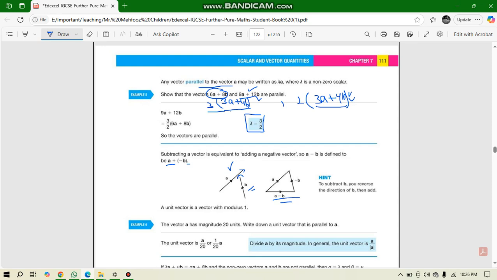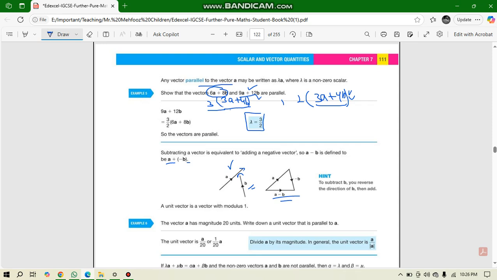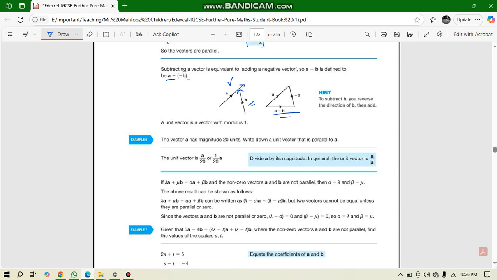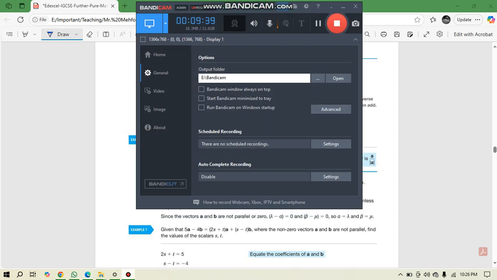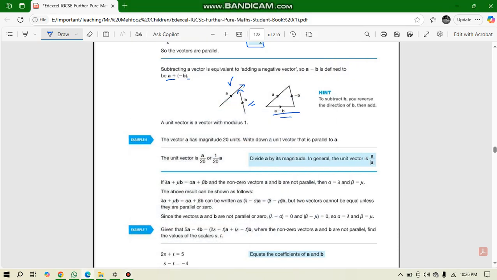So a unit vector is a vector with modulus 1, right? Modulus 1 means that its magnitude will be 1. Any problem till now? Okay.